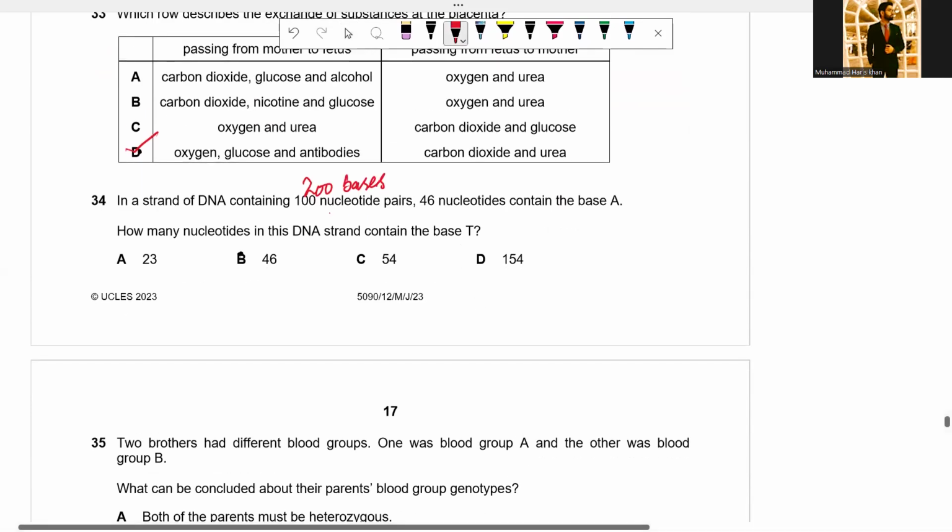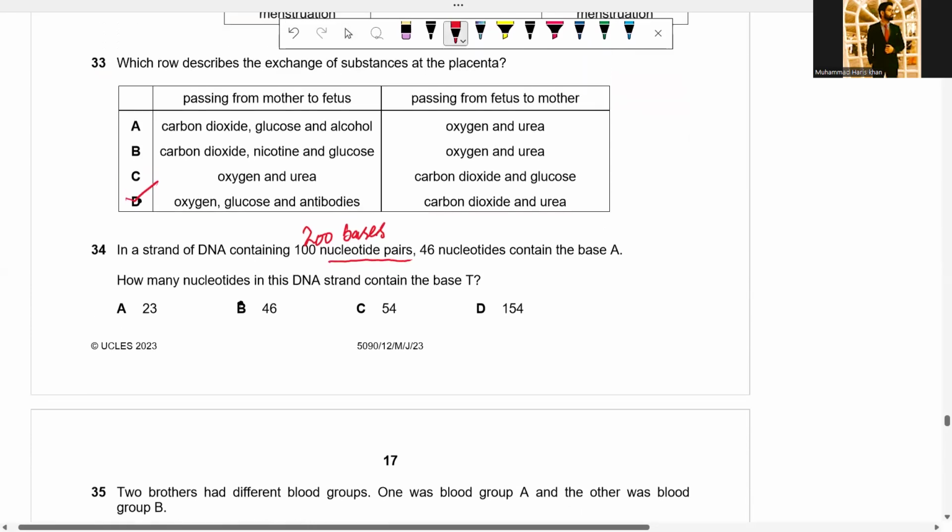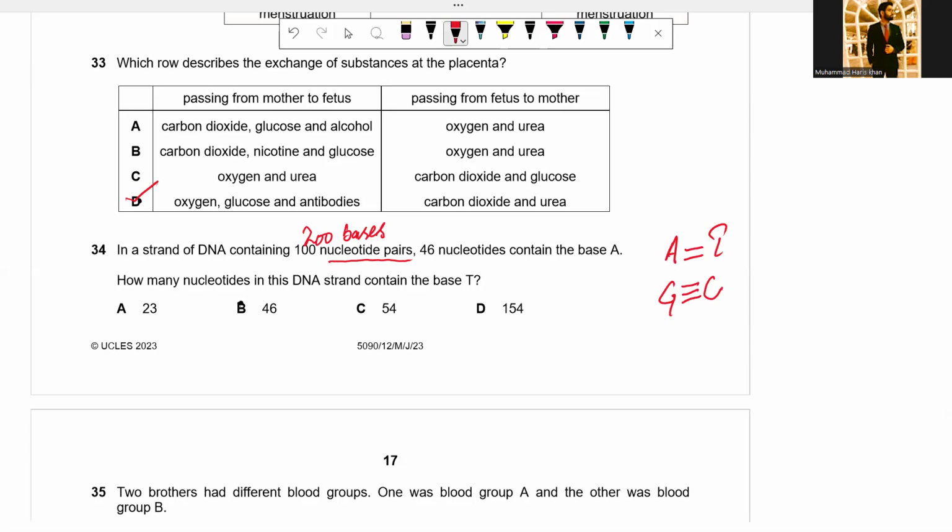Look at this. They are asking about the pairs. So 46 nucleotides contain the base A. How many nucleotides in this DNA strand contain the base T? One thing that you must keep in mind is that adenine always gets bonded to thymine, and guanine will always get bonded to cytosine. Adenine makes two hydrogen bonds and guanine makes three hydrogen bonds with cytosine.